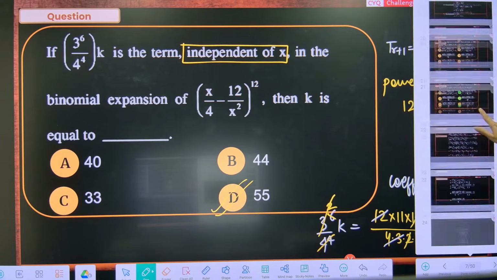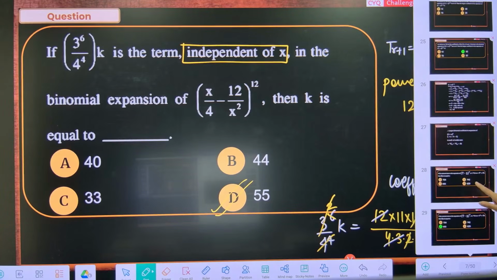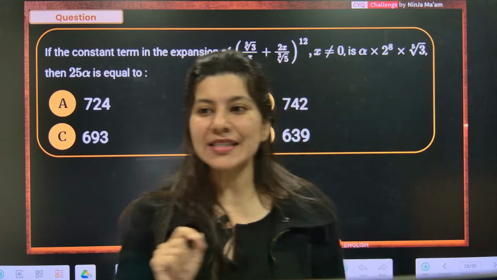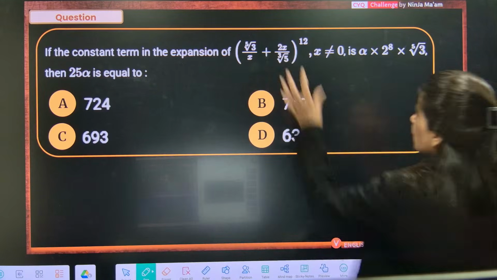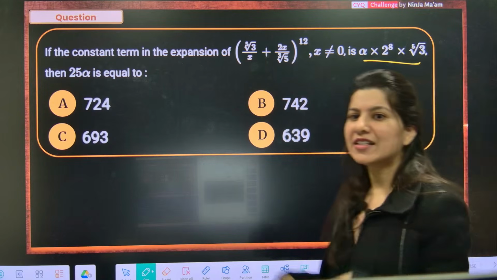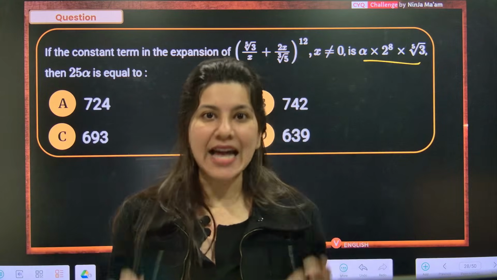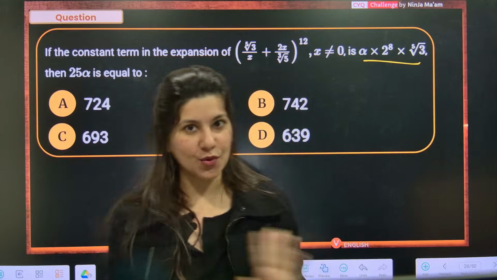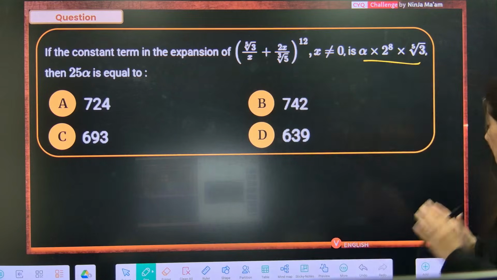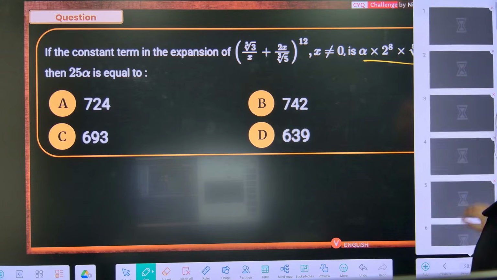Similar question. I hope that you are going to honestly do this question if you are serious about JEE Mains. If the constant term in the expansion of this is given and you need to calculate the value of 25 alpha, similar question. Constant term and term independent of x, exactly same question, two different scenarios. Done and dusted. Give me a good green signal that, ma'am, yes, we are going to do it, and we are going to let you know the answer in the comment section.